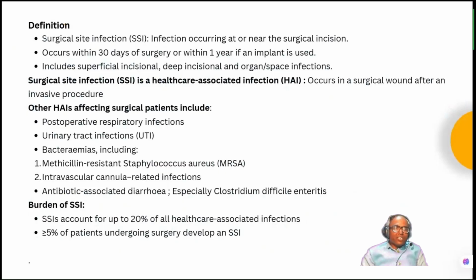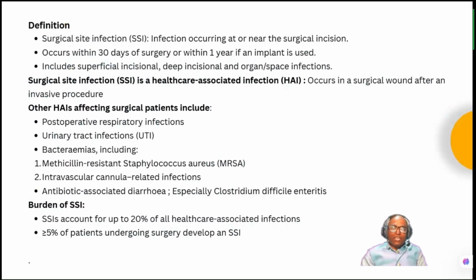So what is surgical site infection? The definition of surgical site infection: it is an infection which occurs at or near the surgical incision. It occurs within 30 days of surgery, or within 1 year if an implant is used. As far as gynecological procedures are concerned, we are operating mainly without implants, so it is 30 days. But if it is with an implant, it is up to 1 year. It includes superficial incisional, deep incisional, and organ space infections.